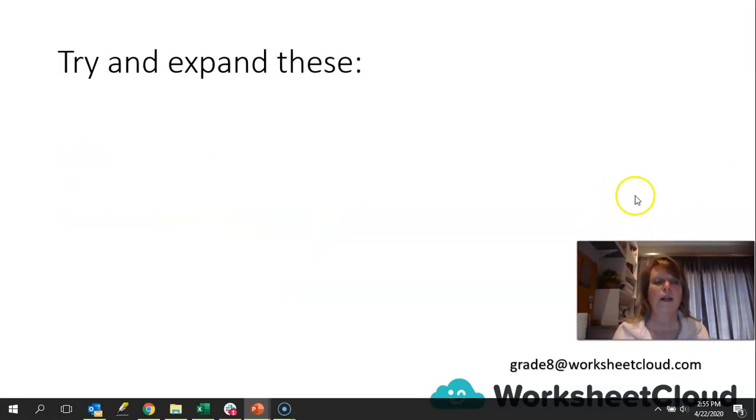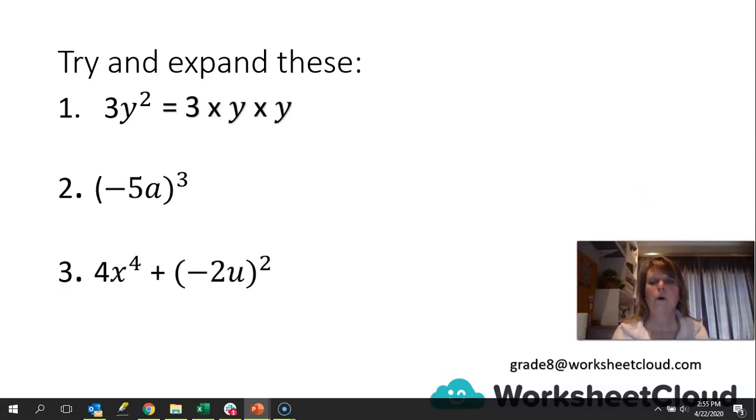Right. Let's try and expand these now. 3y squared, minus 5a in brackets cubed, and 4x plus minus 2y squared. That went a bit quickly.